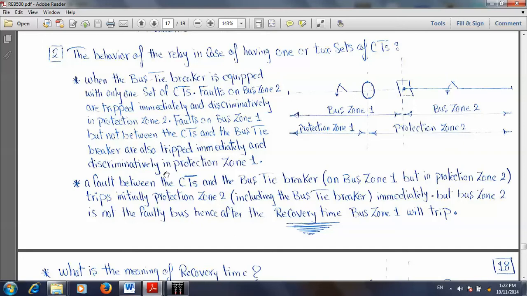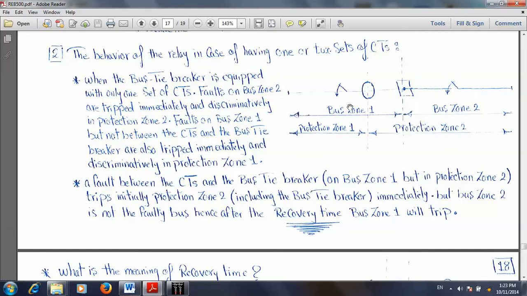So he's telling you here, when the bus tie breaker is occupied with only one set of CT, a fault on bus zone 2 here, up to any place at bus zone 2, here or here or here, whatever, are tripped immediately and discriminatively in protection zone 2.